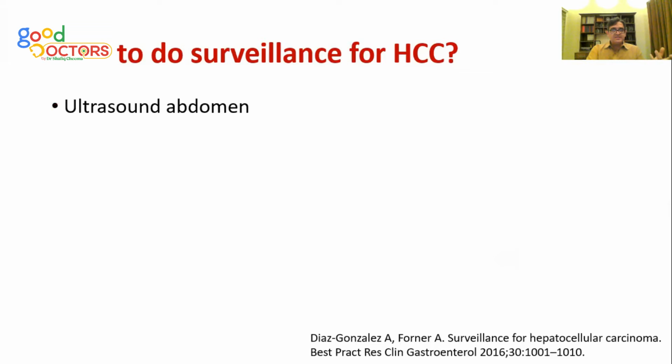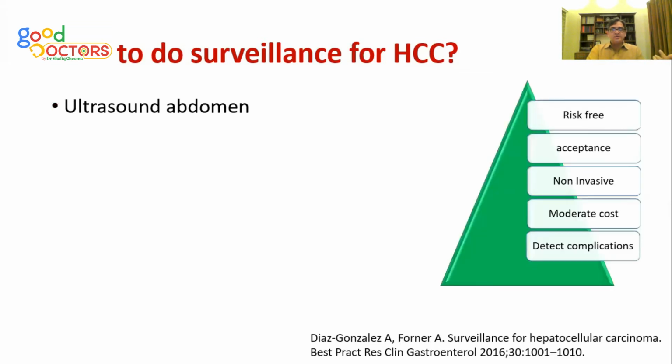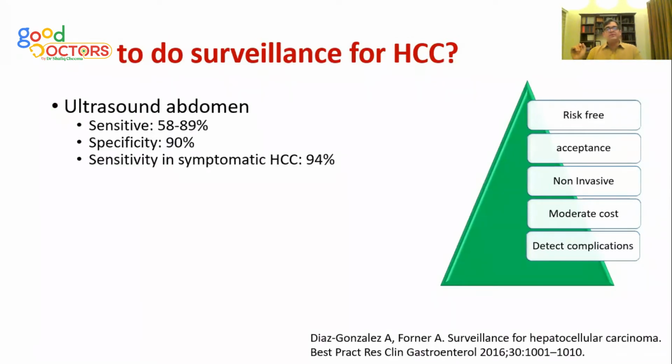So which tests can be used? Ultrasound abdomen. Obviously, it has very high acceptability. It's non-invasive. The cost is moderate, and it helps in detecting other complications of liver cirrhosis as well. The limitation with ultrasound is its lower sensitivity. It has very high specificity, but there is a possibility that a small size HCC may be missed on ultrasound.